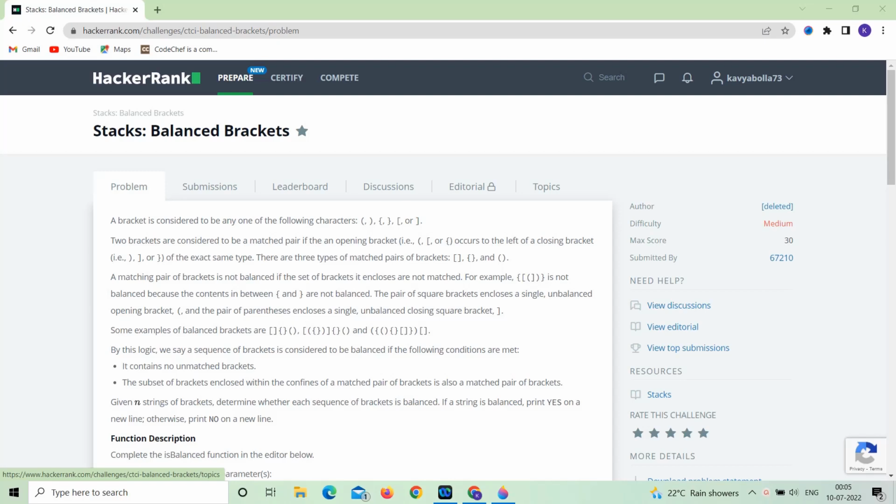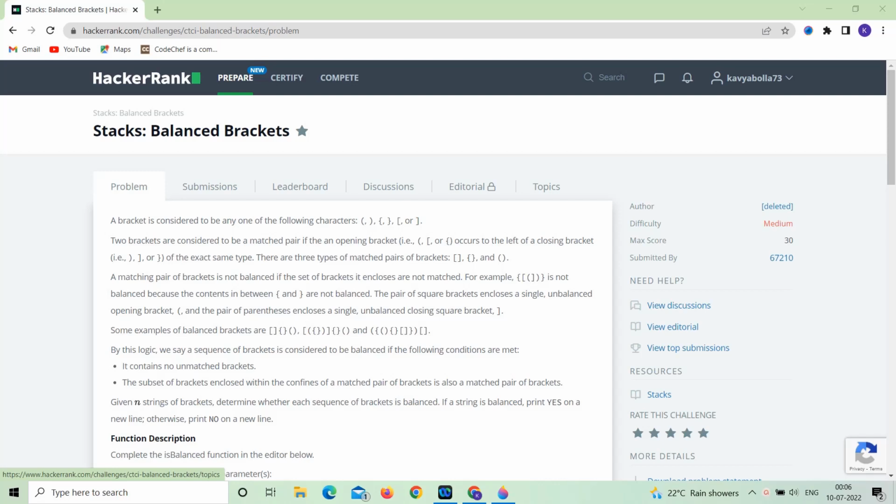Today I am going to discuss the problems that were asked in Codewar 1, and one of them is balanced brackets. Its difficulty level is medium and its prerequisite is stacks. If you have basic knowledge of stack operations like push and pop, that's enough. So let's look at the problem.